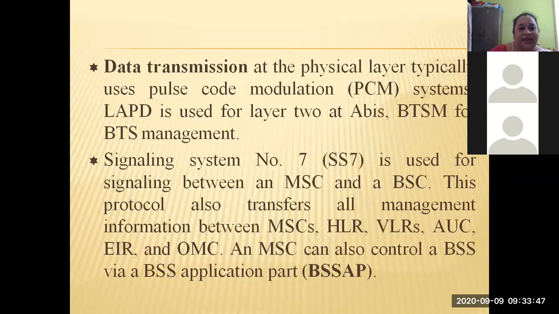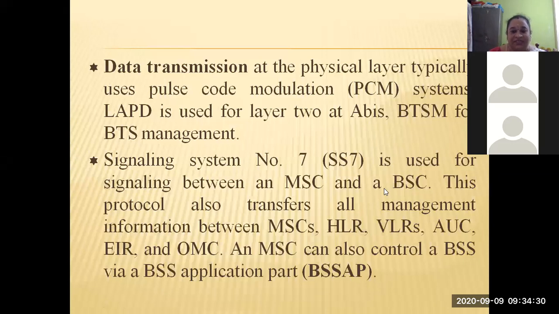And LAPD is used for layer 2. At ABS, we already discussed how it manages the base transceiver management system. And signaling system SS7 is used for signaling between MSC and the BSC. So how the mobile switching center and the base station controller communicate: this protocol, SS7, is used for signaling between the MSC and the BSC. It transfers all the information between the mobile switching center, HLR, VLR, authentication center, AR, and OMC. We already discussed this in the architecture, right? It is also going to control the BSS, that is the base station system, using the base station controller.